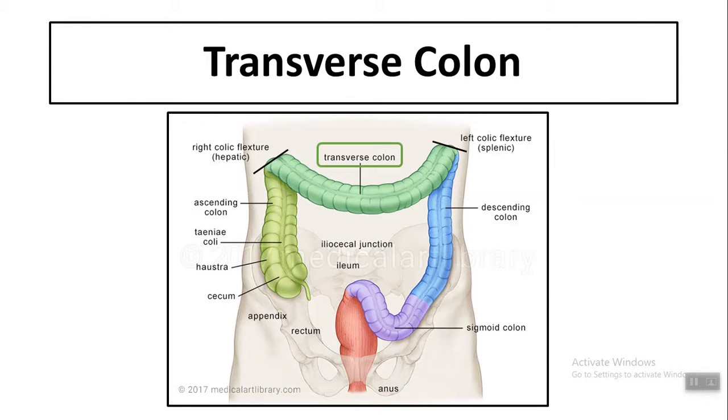The transverse colon. The transverse colon is the longest part of the colon, extending in between the right colic flexure or the hepatic flexure to the left colic flexure or the splenic flexure. It might reach up to 38 centimeters in length. It forms a U-shaped concavity, and this U-shaped concavity might reach to the umbilical or even the hypogastric region, to the pelvis.